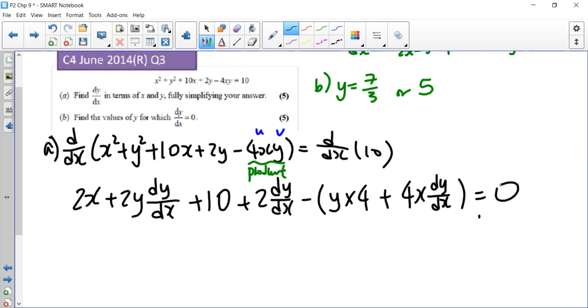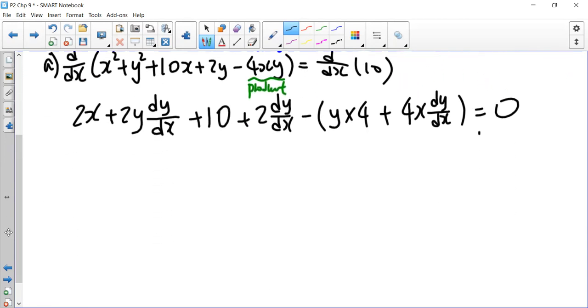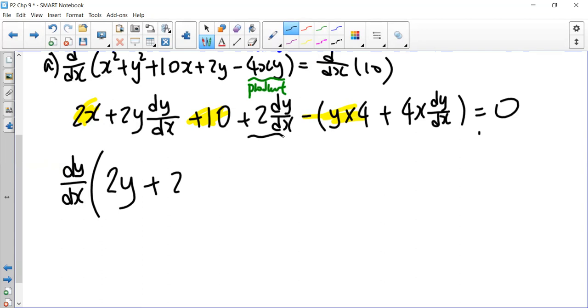Okay, carry on. The question wants me to find dy by dx, so I'm going to make dy by dx the subject. There are terms that are not dy by dx, so I'm going to bring those to the right hand side: there's 2x, there's 10, there's minus 4y, which should go on the right hand side. The rest of them, I can factorize dy by dx. So this 2y dy by dx, 2y plus 2. This one is minus 4x, so minus 4x. Equals, bringing everything to the right side, minus 2x, minus 10, plus 4y.